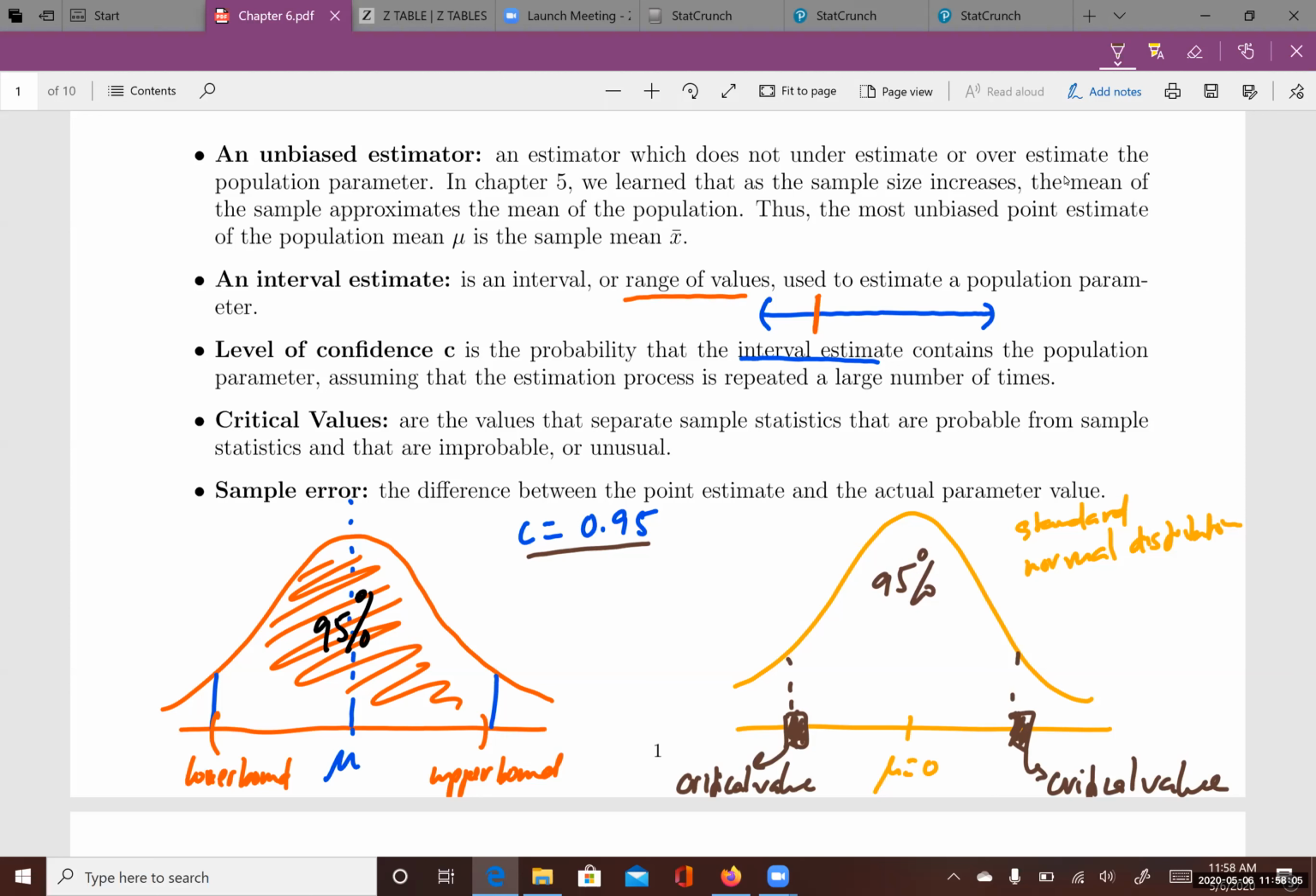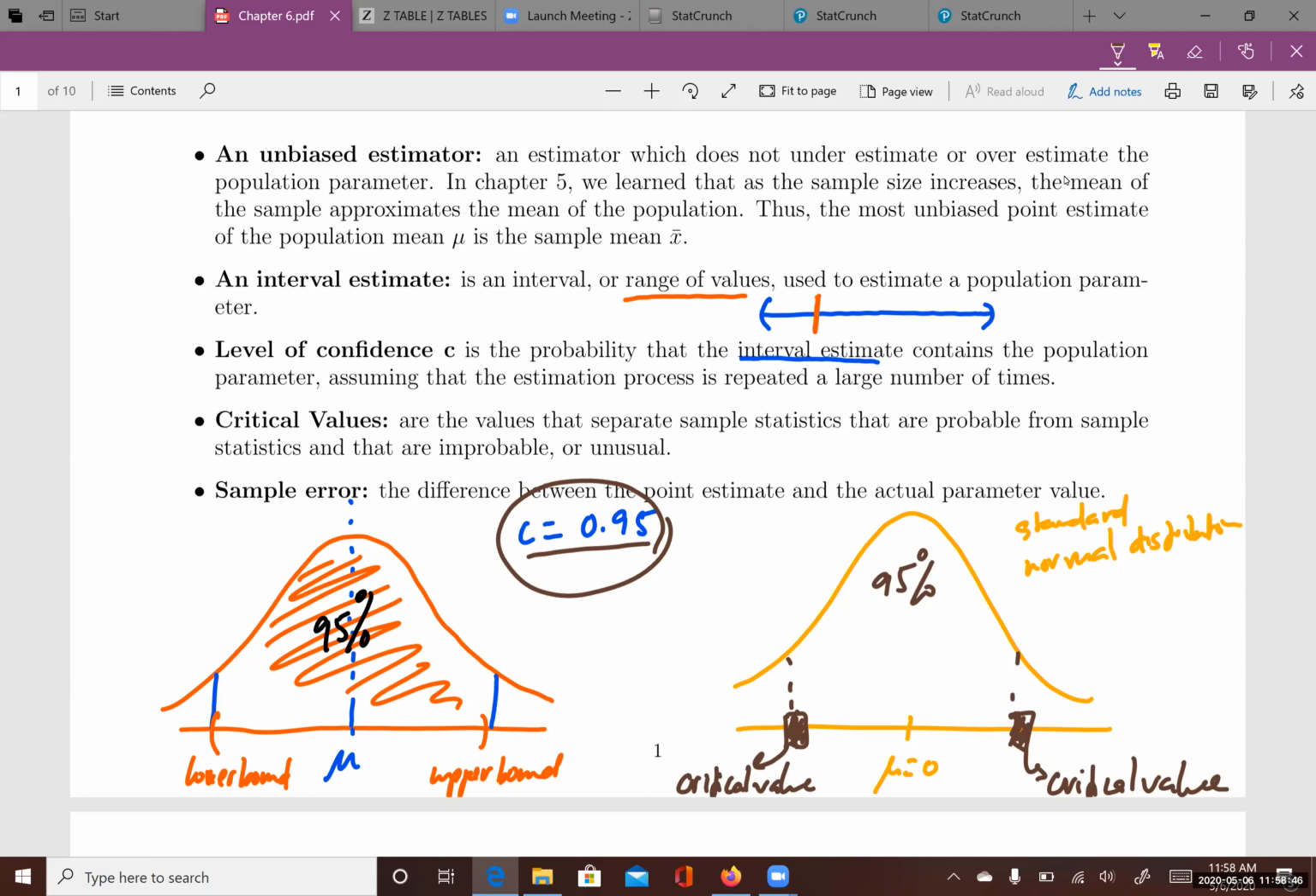Okay, these are critical values. As you know, if we're using a standard normal distribution and we're given a probability, then we can find the z values. In the case when you can use a z value or the z table, critical values are the z values that correspond to this probability, which is the level of confidence. So the critical values and level of confidence are associated with each other directly.